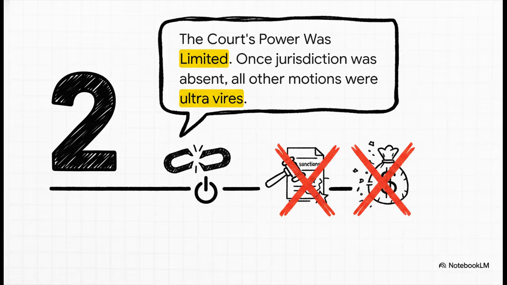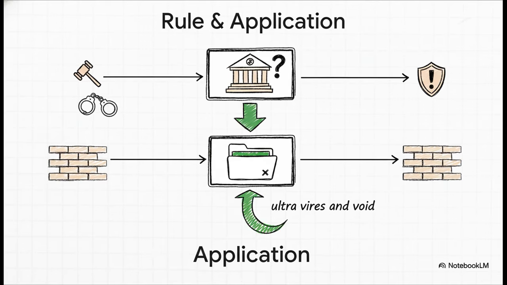Now, the second argument kind of builds on the first one. It focuses on anything the court did after it should have known it was powerless. You're essentially saying, not only was the first thing you did void, but everything you did after that was too. The rule here is a straight line. A court with no power has only one legal move: dismiss the case. So your application is that any other stuff it did, like issuing sanctions or trying to enforce its own powerless orders, was ultra vires. It was beyond its power, and so those actions are also totally void.